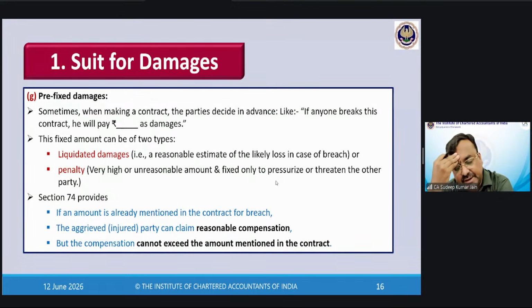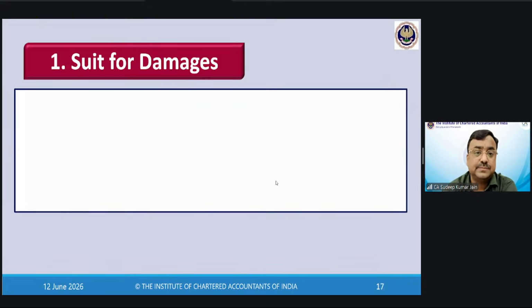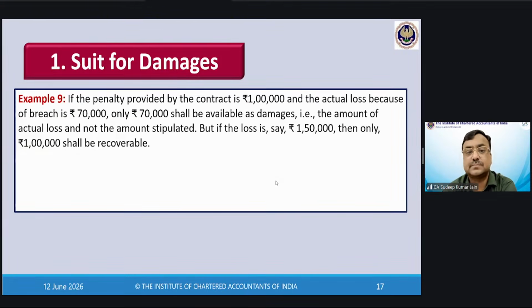Suppose one person has taken a loan at the rate of 10% interest, with the condition that if the person could not repay the loan on the due date, 50% interest will be charged. This is the nature of penalty. So the relief can be given on the part of penalty by the court. See the example.